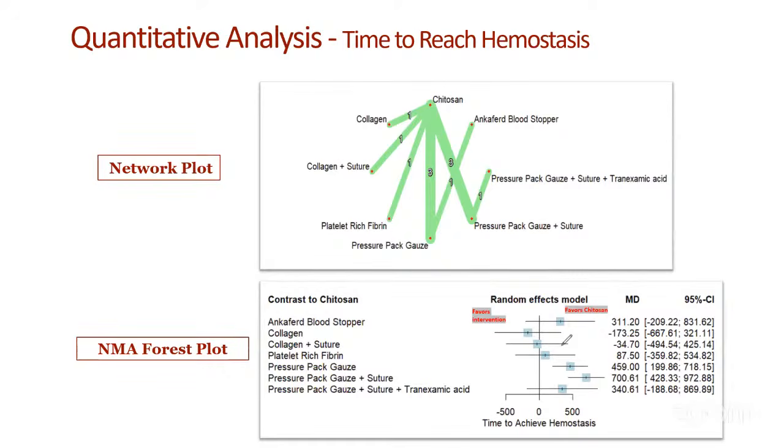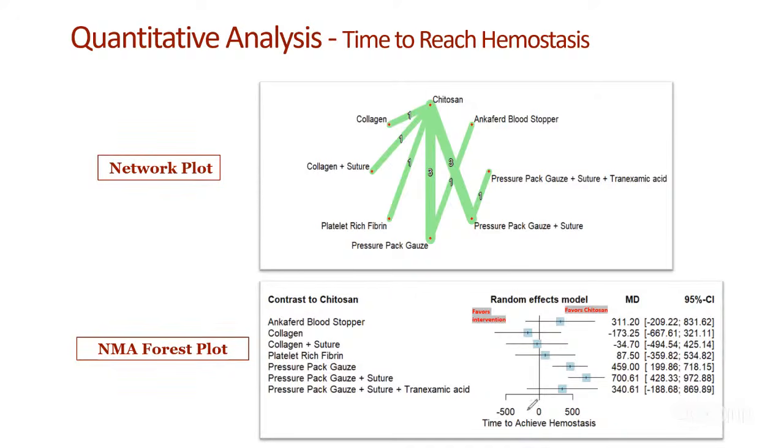So for the quantitative analysis, which is the network analysis, the first outcome was time to reach hemostasis. If you look here, this is the network plot, which is represented by the names of the interventions as nodes and lines. The thicker the line, the more comparisons that we have. The most common comparator was the chitosan.